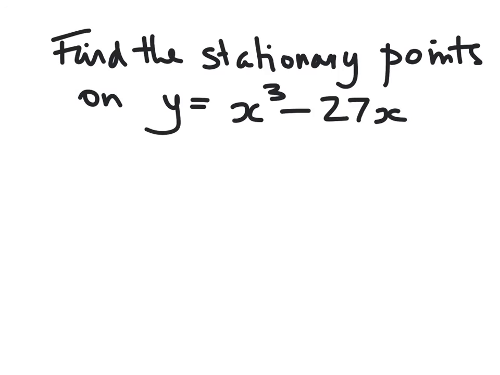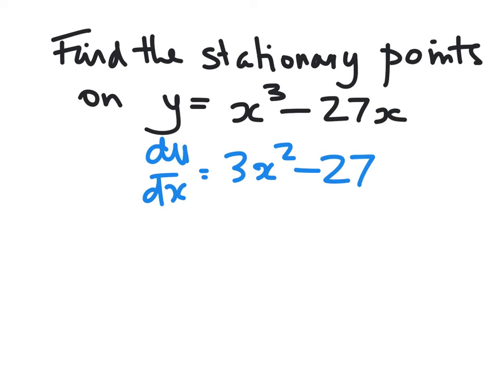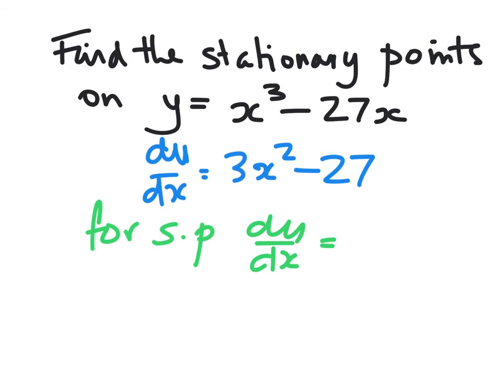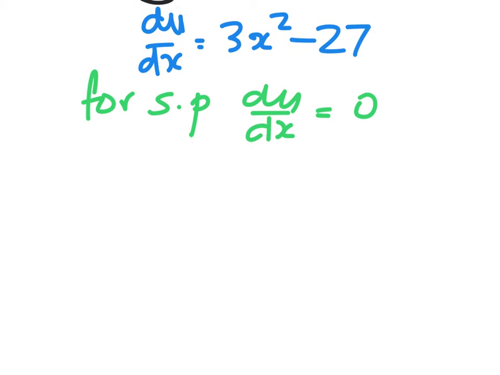Okay, another wee example for you. Find the stationary points on this curve. Stage 1, differentiate. So dy by dx is 3x squared minus 27. Stage 2, for stationary points, dy by dx must be 0. So put your formula, 3x squared minus 27, equal to 0.